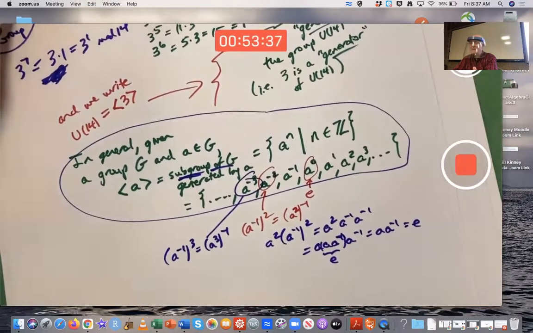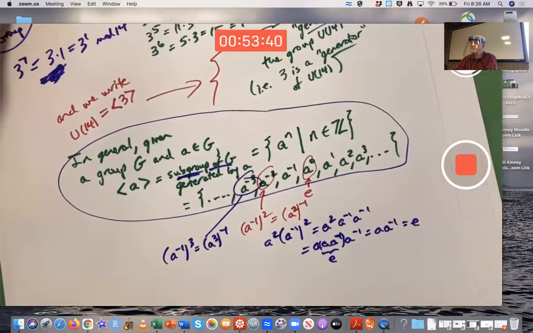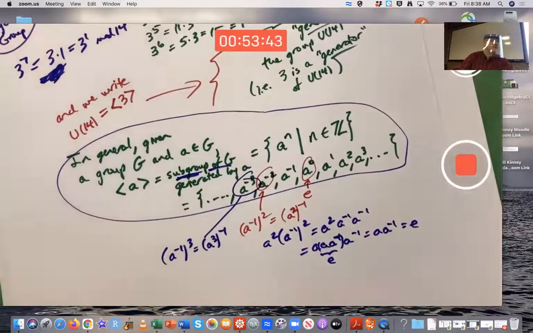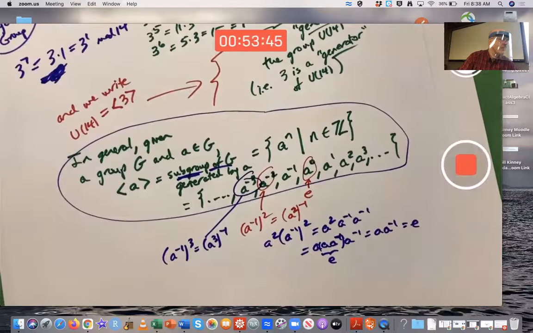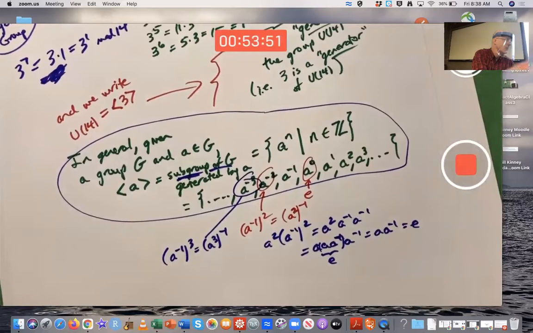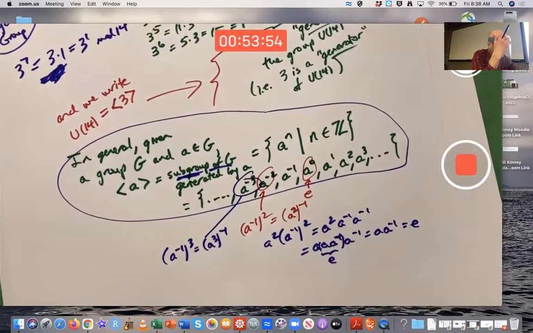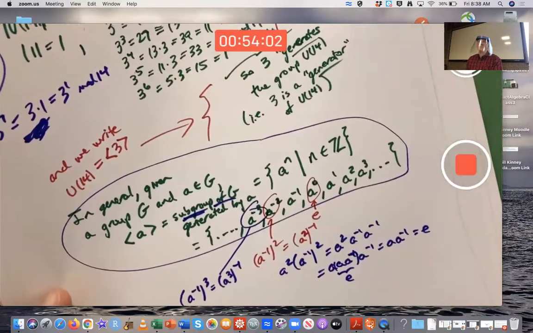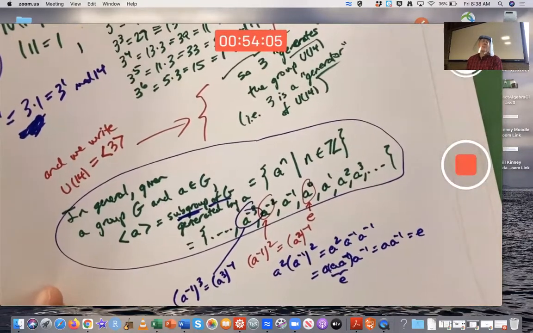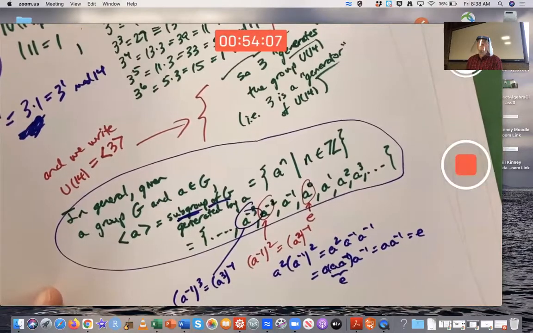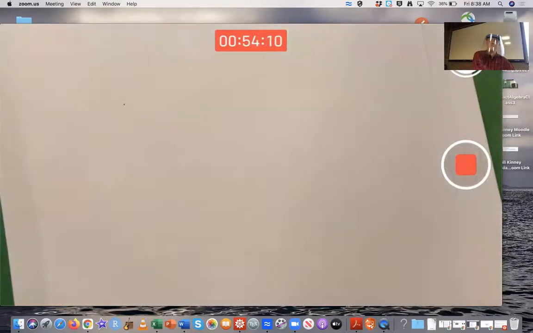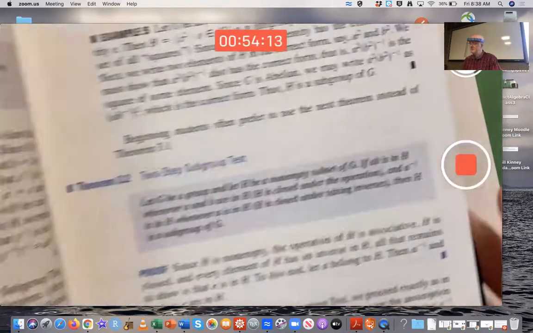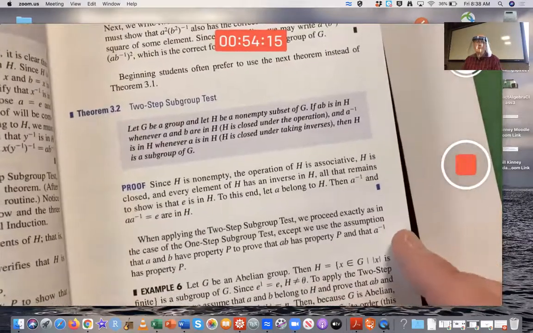First one's called the one-step subgroup test. Second one's called the two-step subgroup test, and actually maybe it's in the opposite order in the book. Okay, no, it's the same order. One-step subgroup test, two-step subgroup test, and one's called the finite subgroup test. At first, for most people, the two-step subgroup test is the one that's easiest to use. You might want to turn there, and I'll show it on the screen too. Page 63. Two-step subgroup test.